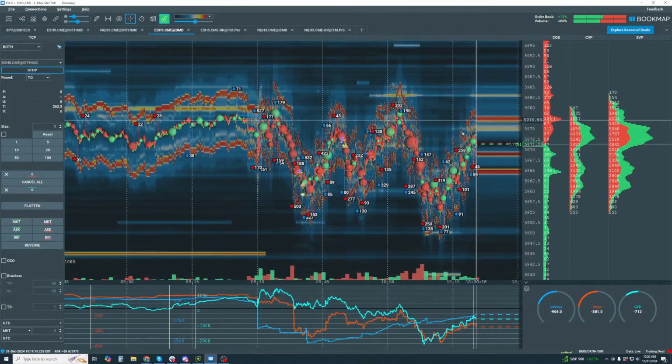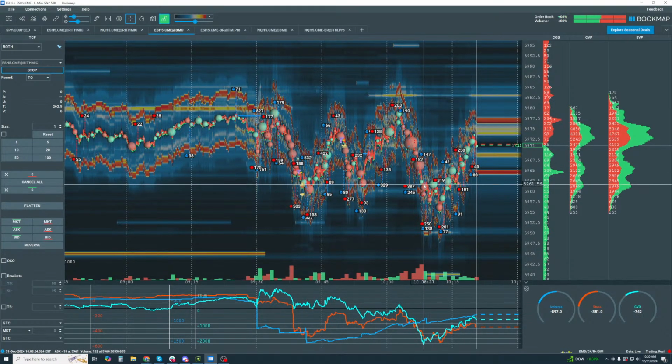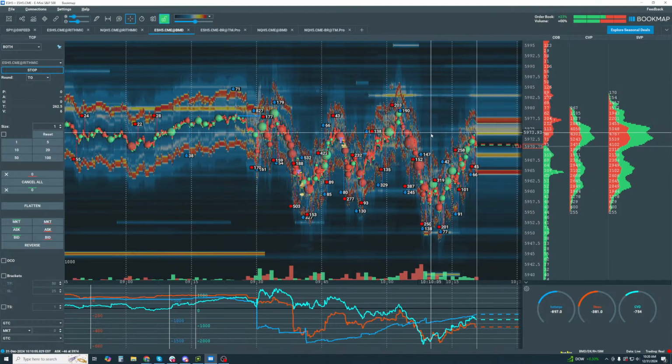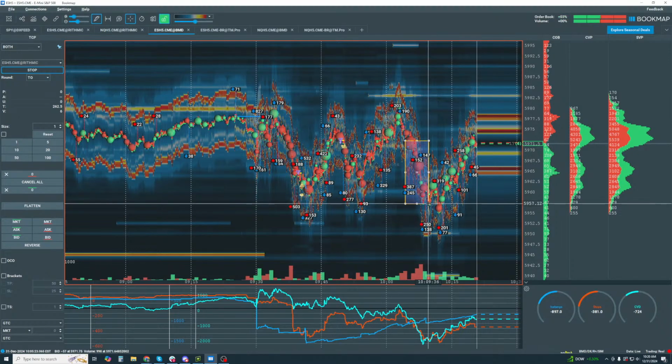And let's take a look here. Well, here we have something to take a look at. Here is where a lot of selling came in, and price went down. Now let's take a look and use the same process in here. And we're going to use the rectangle tool map.